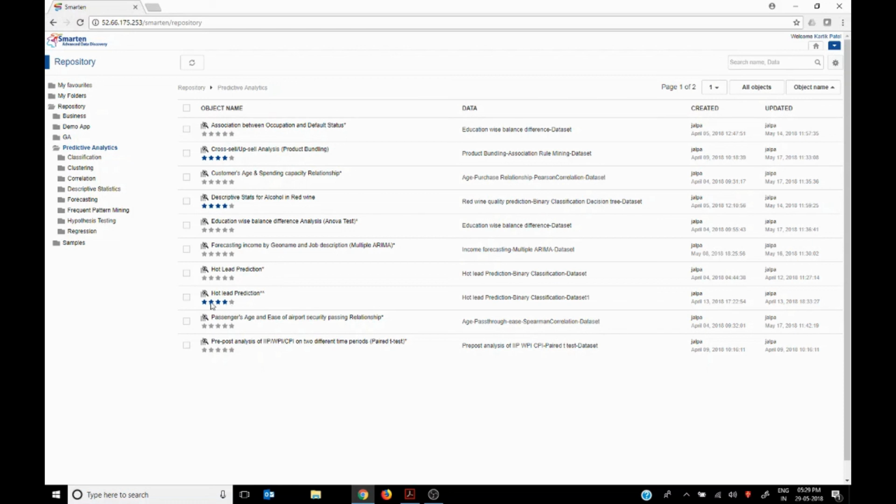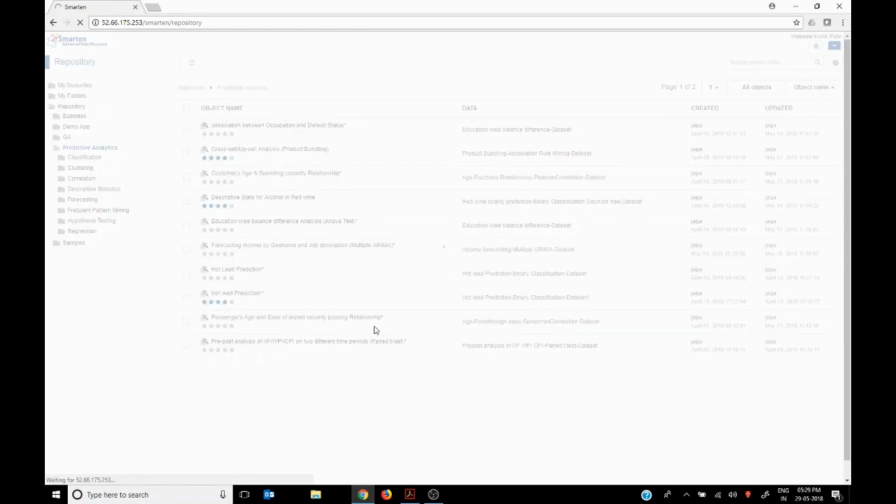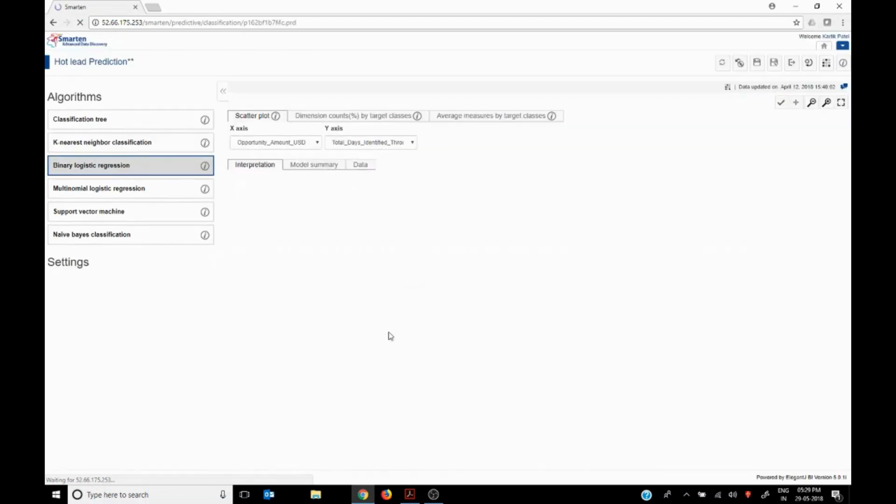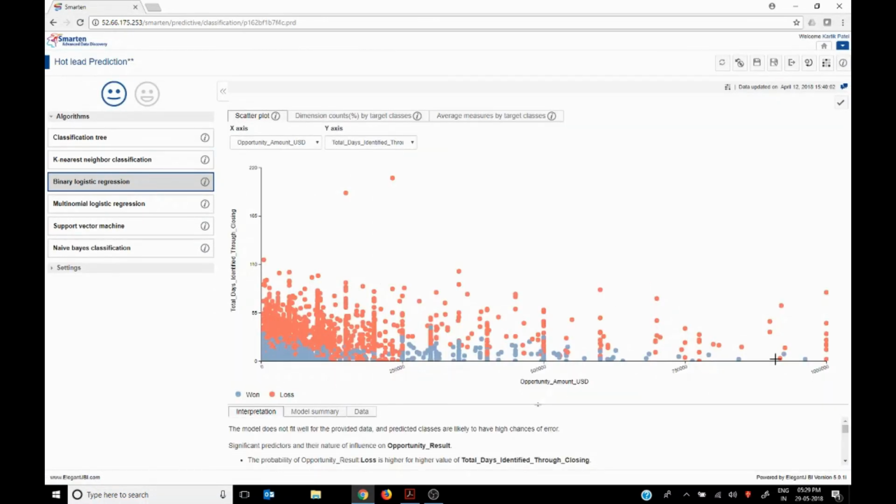This ranking approach also allows IT to assess the model and approve models and better understand what techniques and models are the most popular among users. In this example, we're using binary logistic regression to look at sales won and lost. And here you can see that the results displayed are easy to understand.